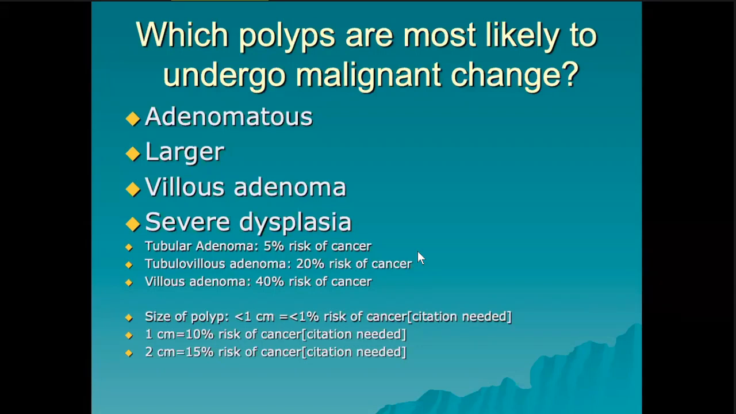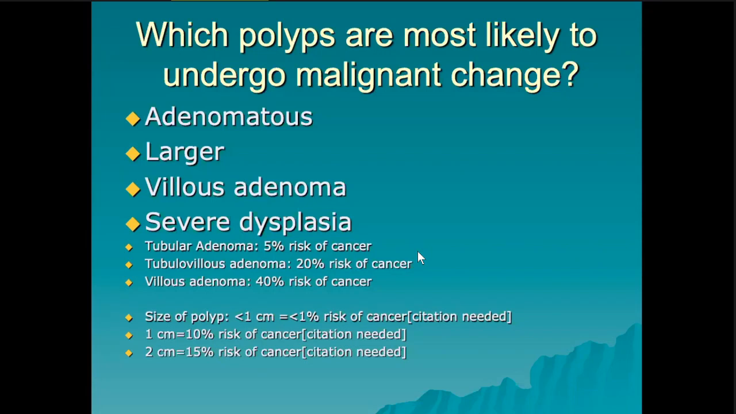So if you have a polyp with severe dysplasia, then there is a greater chance that it will become malignant, because the next stage would be carcinoma in situ, where the tumor has not invaded the basement membrane, and then when it invades the basement membrane, it becomes an invasive adenocarcinoma. So with tubular adenomas, it is said the risk of cancer is only about 5%. If you take a tubulovillous adenoma, it's about 20%. But with villous adenomas, the risk is about 40%.